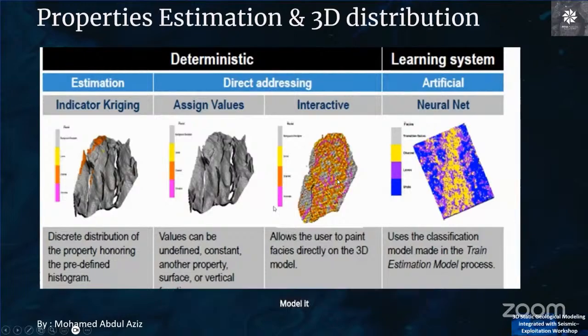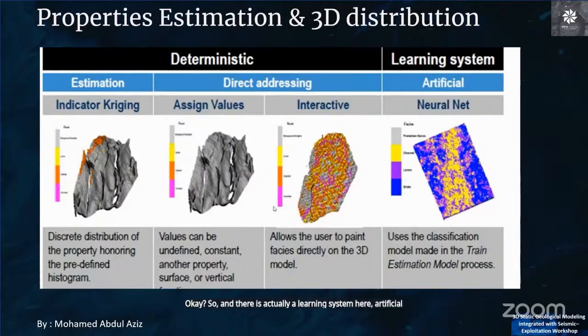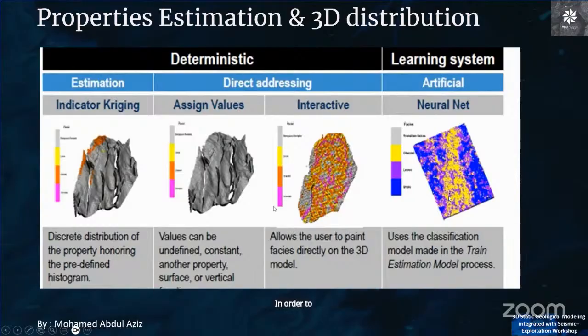Okay, so everything should be drawn either by seismic or by propagation in order to model it. There is also a learning system here, an artificial neural network, but it depends on the training estimation model process. It has different kinds of training estimation model processes to help the software come up with a proper distribution for the facies in deterministic mode.